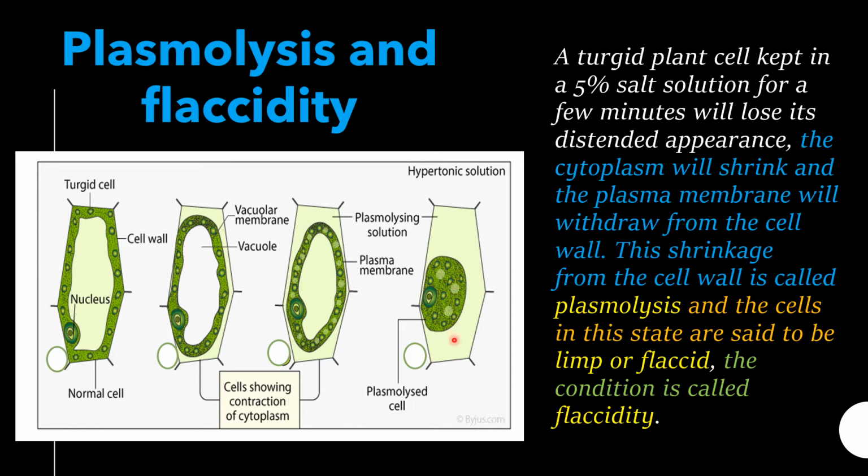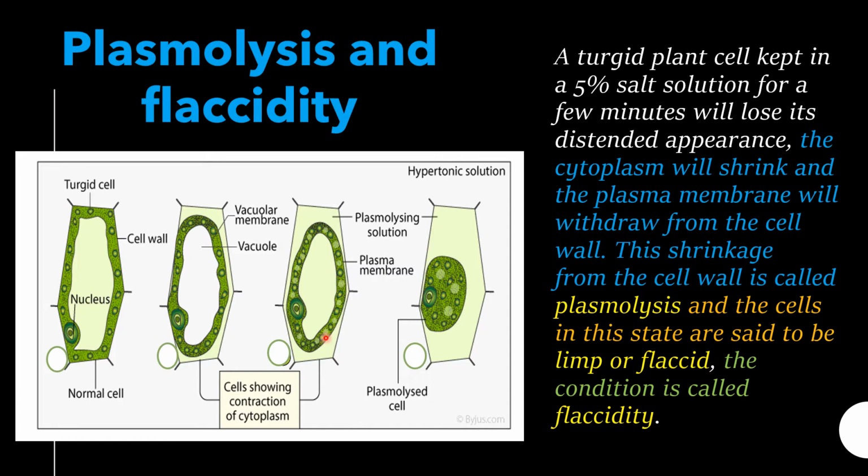Then the cell in this state, we call it a limp or flaccid cell. This cell we call a limp cell or flaccid cell. Then that condition is called flaccidity. This condition we call flaccidity.